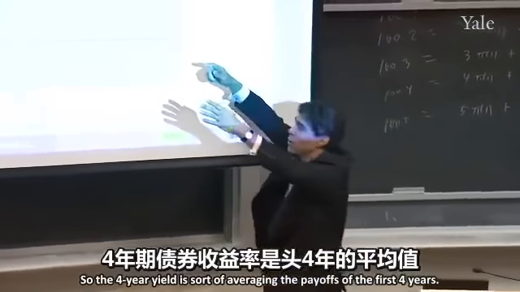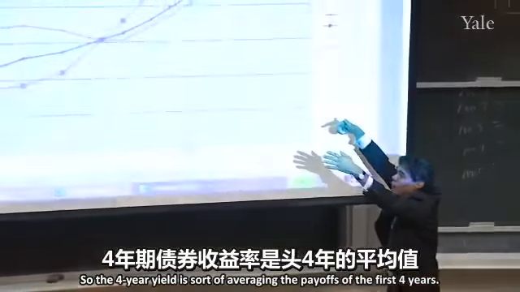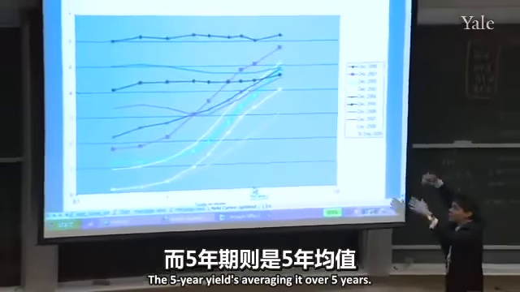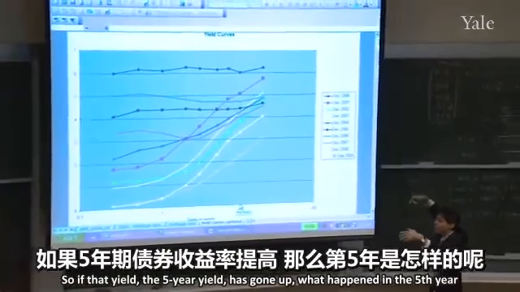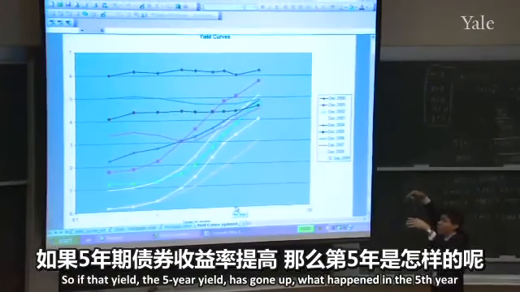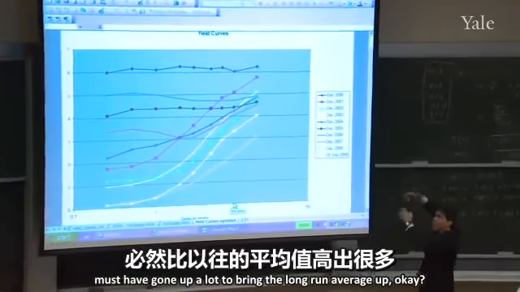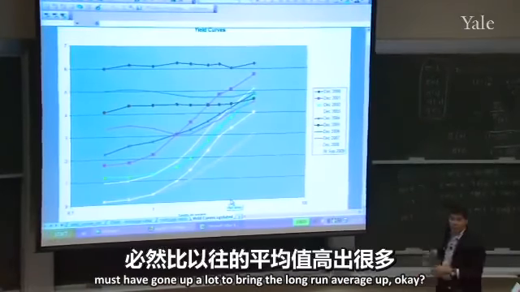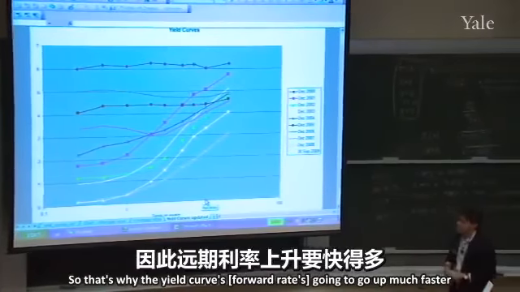Okay, so the 4-year yield is averaging the payoffs over the first 4 years. The 5-year yield is averaging it over 5 years. So if the 5-year yield has gone up, what happened in the 5th year must have gone up a lot to bring the long-run average up. So that's why the forward yields are going to go up much faster.